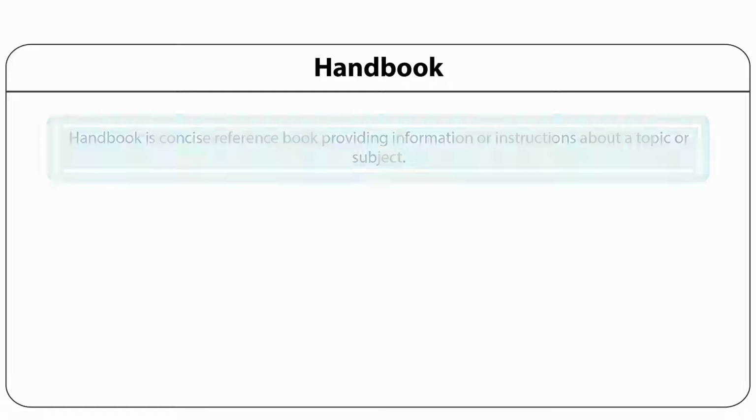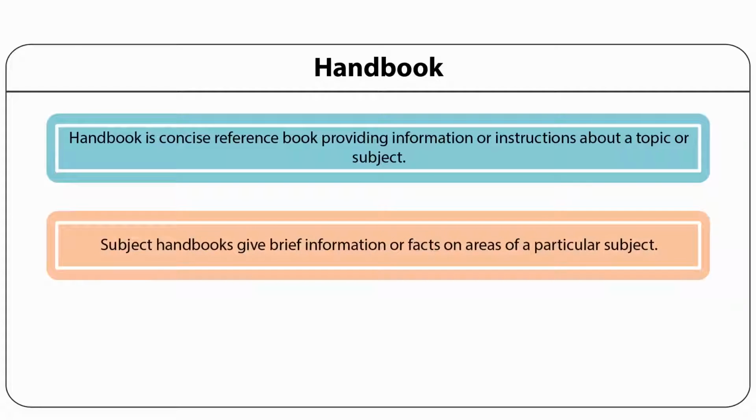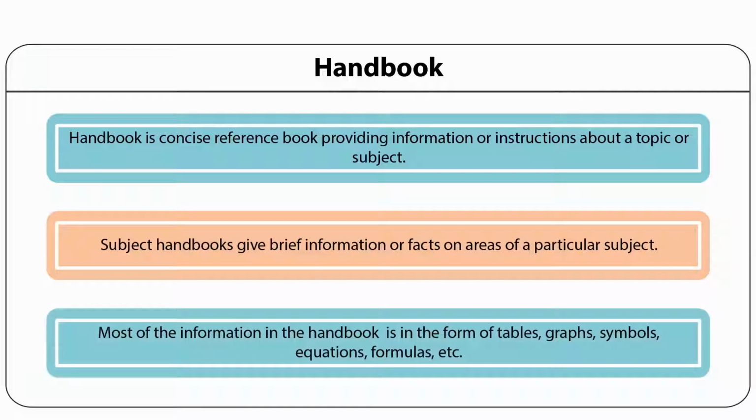Handbook. A handbook is a concise reference book providing information on or instruction about a topic or subject. Subject handbooks give brief information or facts on areas of a particular subject. Most of the information in a handbook is in the form of tables, graphs, symbols, equations, formulas, etc.